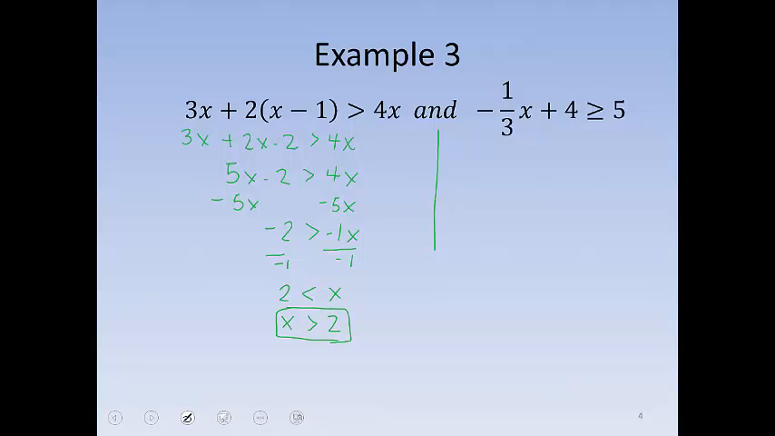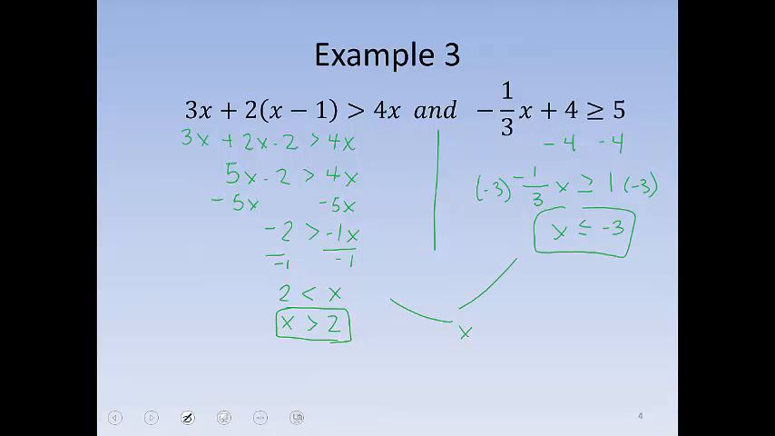So this is what I'm working with right now. Okay, other side. I'm going to subtract 4. That gives me -1/3 x is greater than or equal to 1. And I'm going to multiply by -3 on both sides. When I multiply by -3, I have to switch the symbol, leaving me x is less than or equal to -3. So let's write those two together.